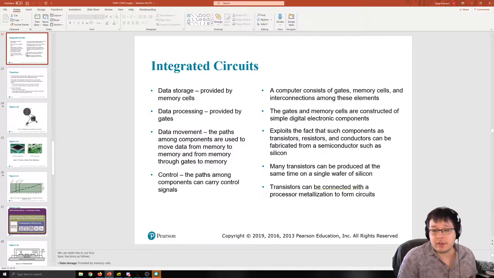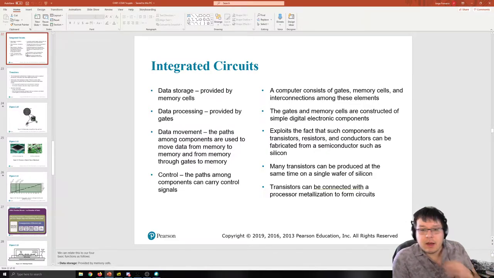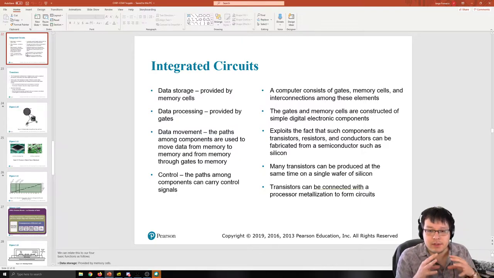Then you got your processing done by the transistors, which are the logic gates. And then everything in there is connected as well. So there's some sort of data movement going on, right? And a control unit that kind of gets everything going together. Now that you would have in an old school computer where everything was separate, like transistors were their own thing. But by being integrated, everything there is basically put in the semiconductor, which in this case is silicon.